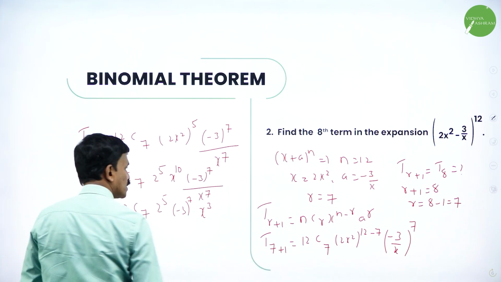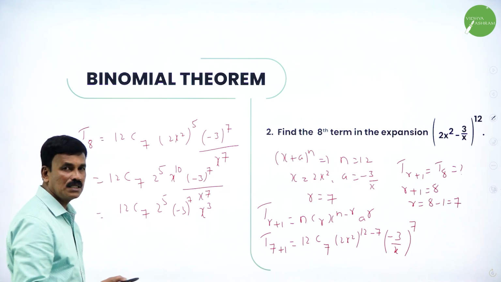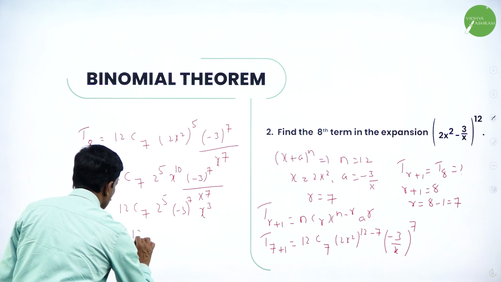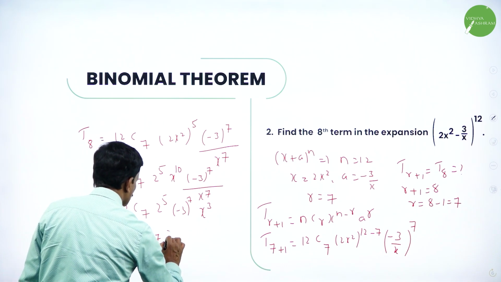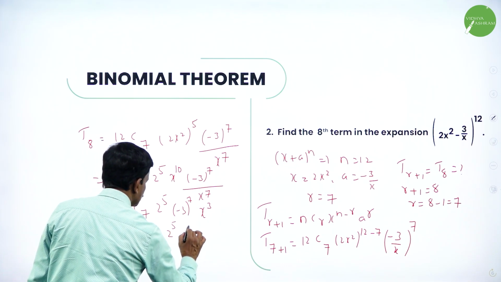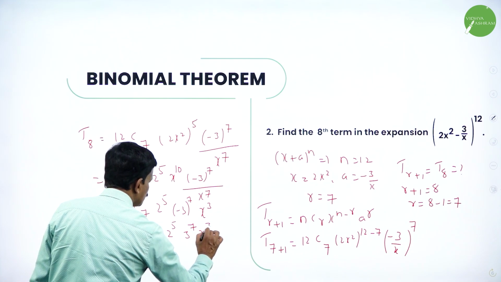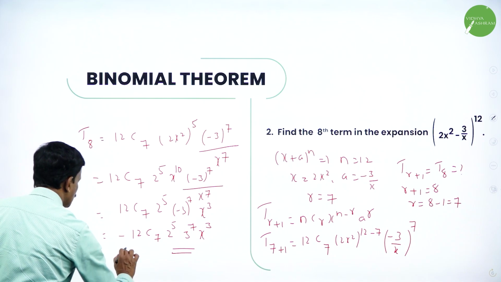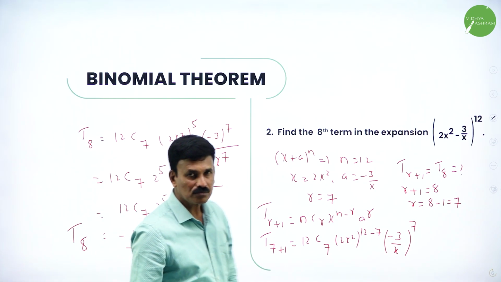So this can be written as, if you multiply minus 3 seven times, you will get a negative term. It's minus 12C7 2 to the power of 5 3 to the power of 7 into x cube is the eighth term in the expansion. That's it. Hope you followed.